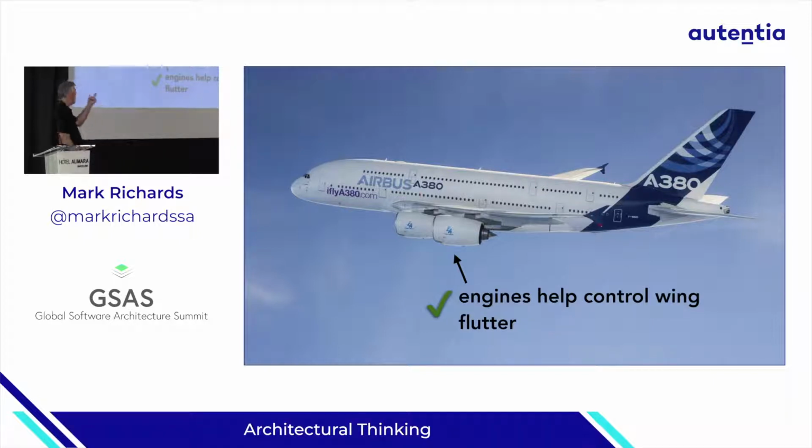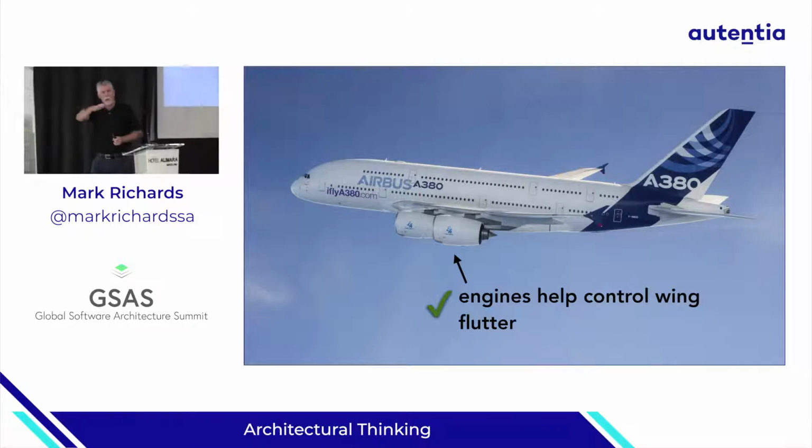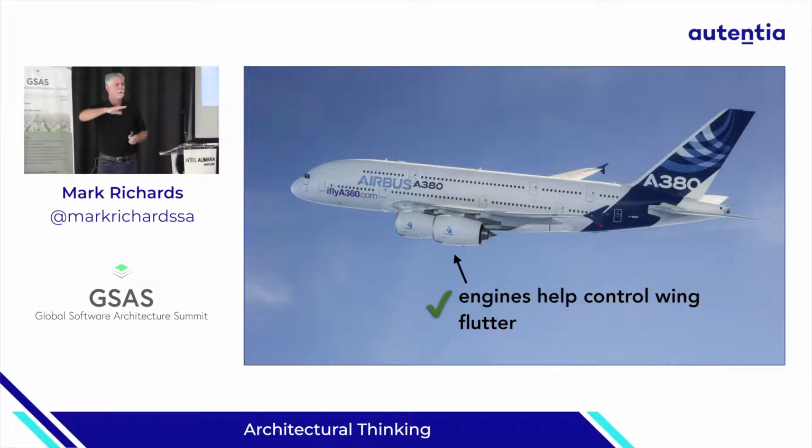The other advantage here is that it helps control something called wing flutter. Any sort of structure has vibrations in it, and this is called wing flutter. It happens in aircraft. Actually, it happened to a famous bridge, the Tacoma Narrows.